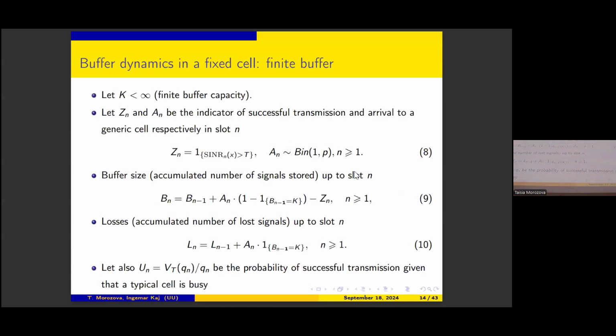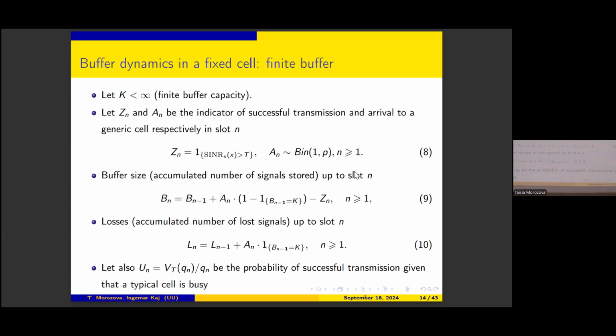Yes, so now it's going to be maybe a little bit of queueing theory, but I think it's not that much, and I think the results here are quite intuitive. So how do we define the dynamics of the buffer? First of all, let's consider the case when the buffer has a finite capacity, so K is finite. Then let's define two indicators. One would be the indicator of successful transmission, Z, right? And then An would be the indicator of an arrival. The number of arrivals, of course, is just binomial, because we can only have one per cell. And the buffer size is the accumulated number of signals in the buffer, right?